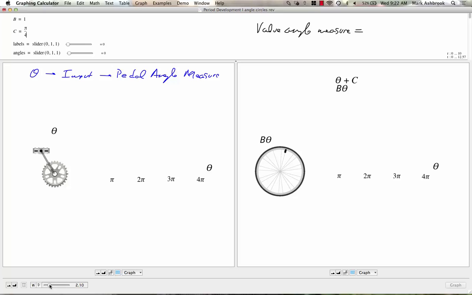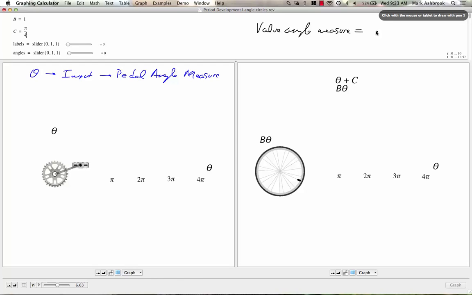Yeah, what's the next one on the table? 4 pi over 3. It's down here. Four pi over 3. So to get the valve angle measure, if the pedal was 4 pi over 3, you're doing the same thing for every entry in that table. What are you doing to the pedal angle measure to get the valve angle measure?